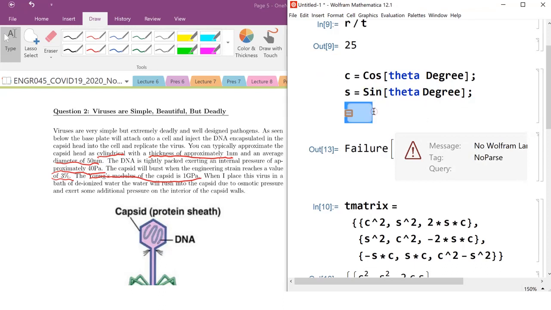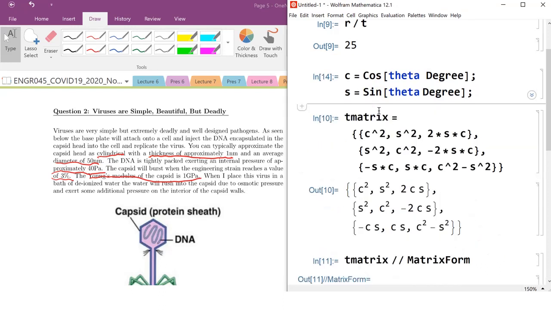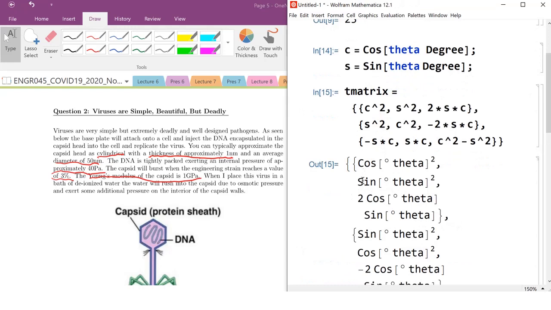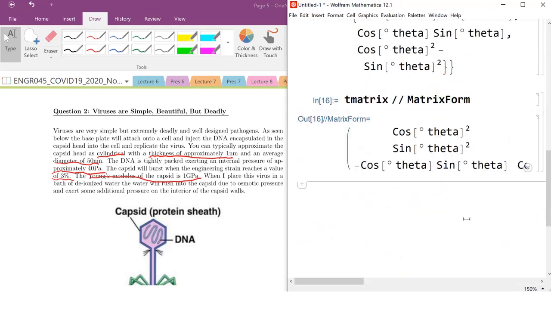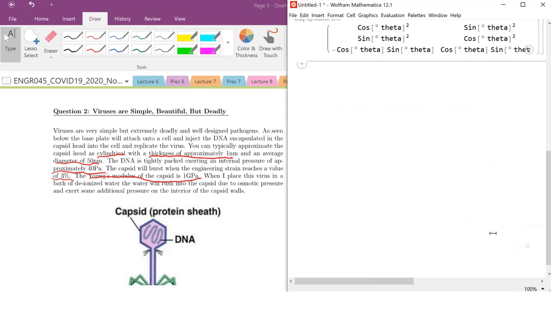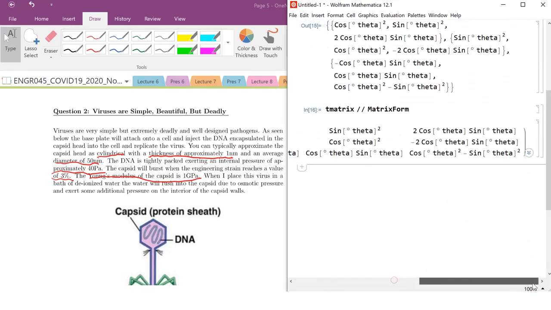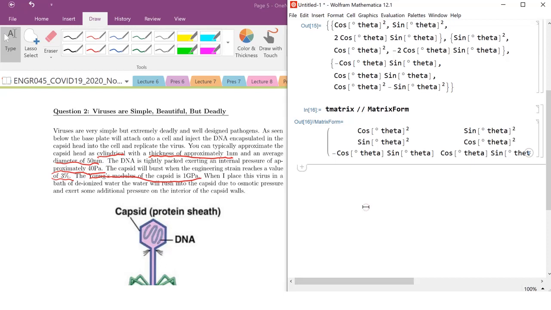Ooh, what's going on here? There we go. Now let's reevaluate our T matrix, and we could see what's happening right here. I'm going to zoom out just a little bit. Yep, so I could look at that nasty T matrix. Again, we'll use that a little bit later.